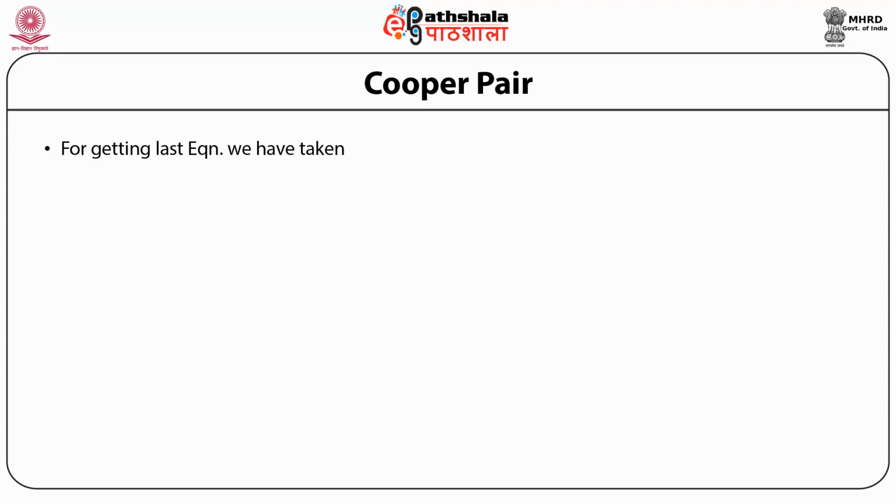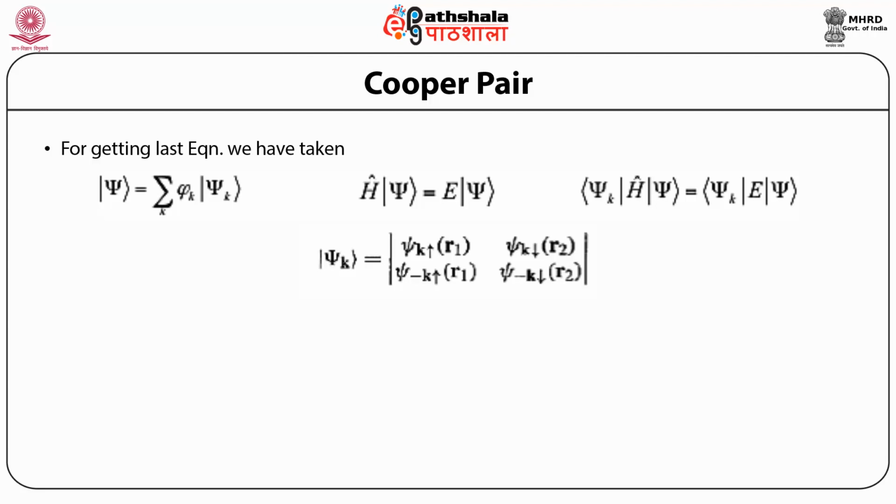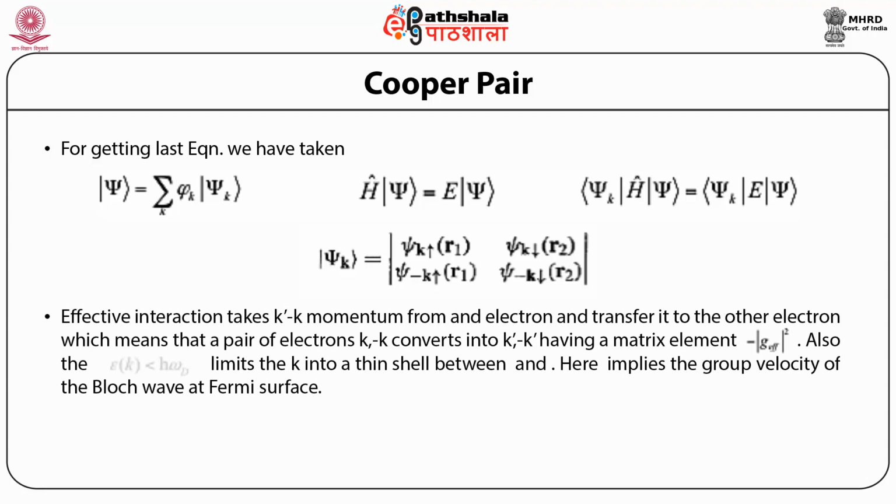In order to get the last equation that we showed previously, that is substituting the wave function into the Schrödinger equation, we write this ket vector xi as summation over k of phi k multiplied by the ket vector xi of k, that is the kth wave function. We put it into the Schrödinger equation, H xi equals E xi, and then multiply from the left by the bra vector, which is how we find the eigenvalues.